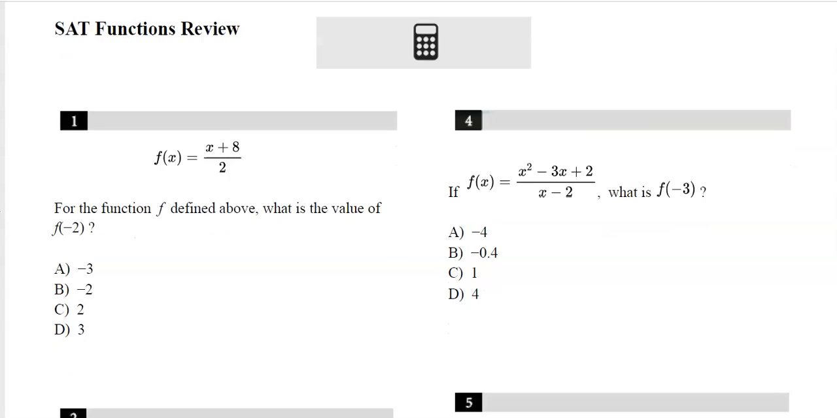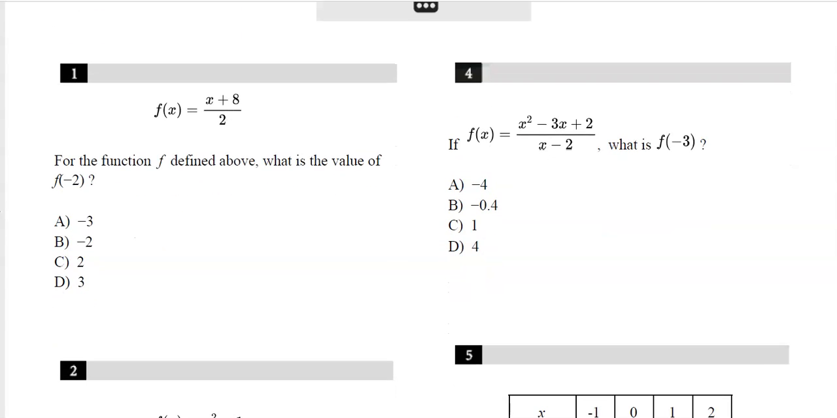All right, number one, f of x equals x plus 8 over 2. It says, for the function defined above, what is the value of f of negative 2? So f of negative 2 basically says, whatever's in parentheses there, you're going to substitute wherever you see an x, you're going to substitute negative 2 in there.